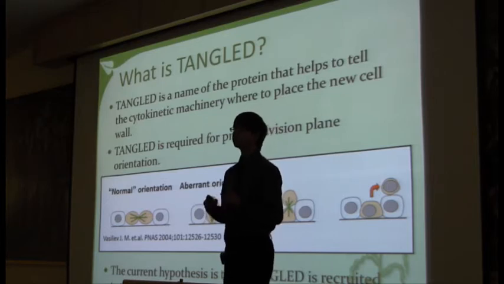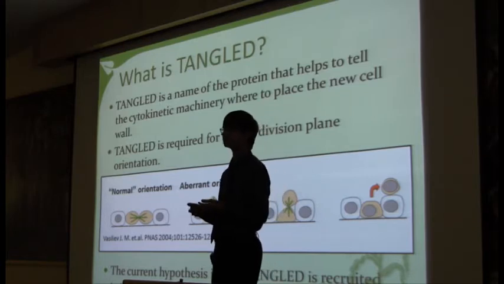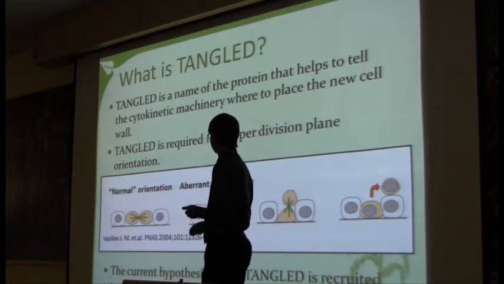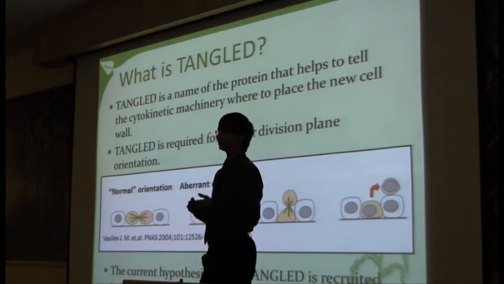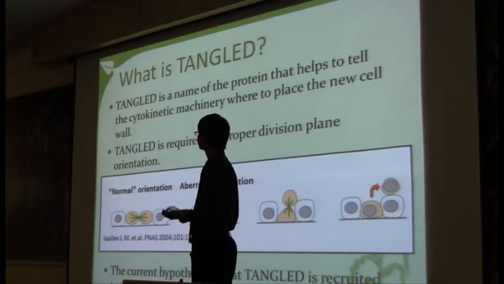And because of this, TANGLED is very important in division plane orientation. And division plane orientation is important because when it malfunctions, it can cause major problems, such as leading to the first steps of metastasis and cancer. And the current hypothesis is that TANGLED is recruited to the division site during telophase.